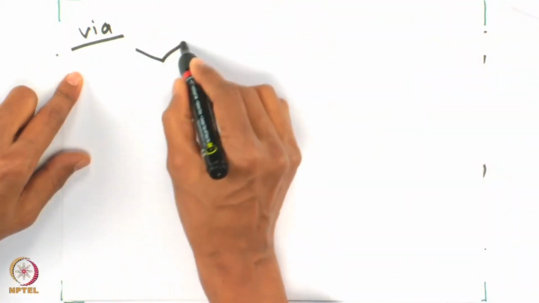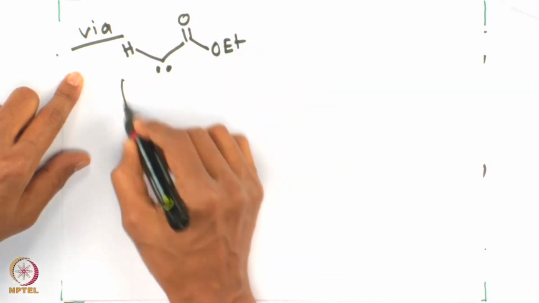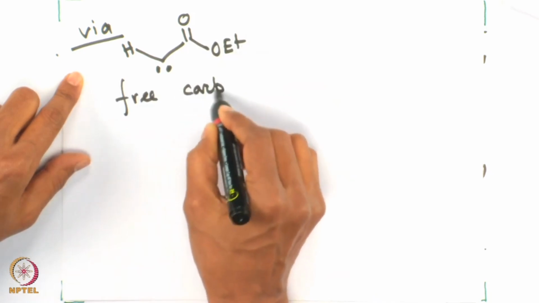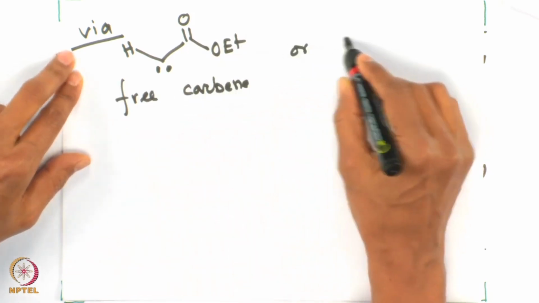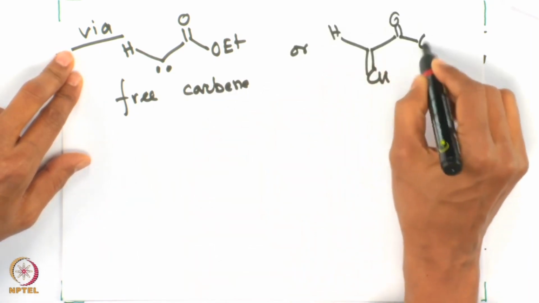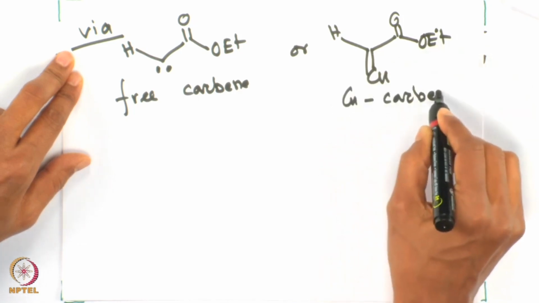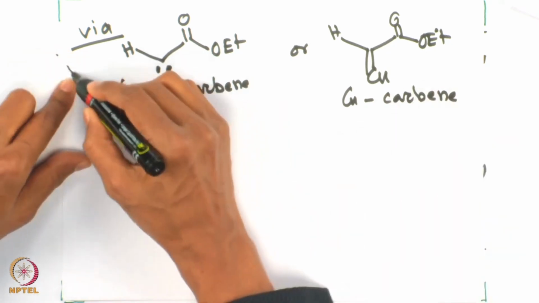Let us look at what has happened in the presence of a chiral catalyst used for these copper catalyzed reactions. What if it is via a free carbene? The free carbene that you are expecting is this one. Or whether a copper carbene intermediate is forming. Of course, this you can name as copper carbene. This was done by Nozaki, by the way.